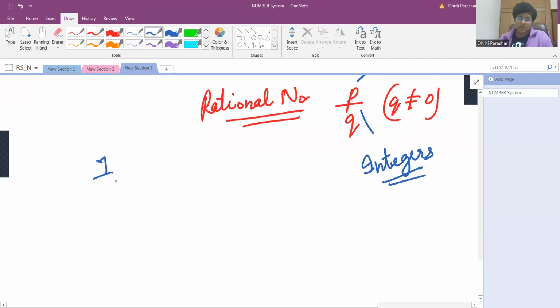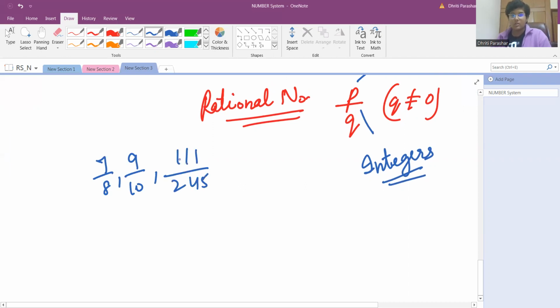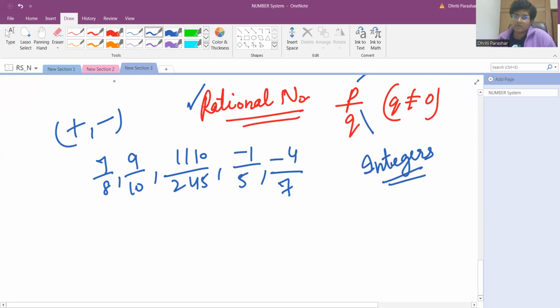That means that rational numbers again can be positive and negative. So 7 by 8, 9 by 10, 111 by 245. All these are rational numbers. Again, minus 1 by 5, minus 4 by 7, even these are rational numbers. So rational numbers again are both positive and negative.